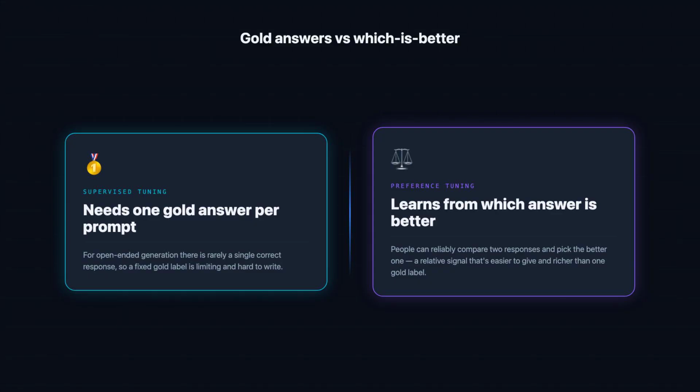You show people two responses to the same prompt and they pick the winner. That relative signal, this one over that one, is far easier for humans to give than a perfect answer, and it's richer too because it captures the fuzzy qualities of tone, helpfulness, and safety that no single gold label could ever pin down.